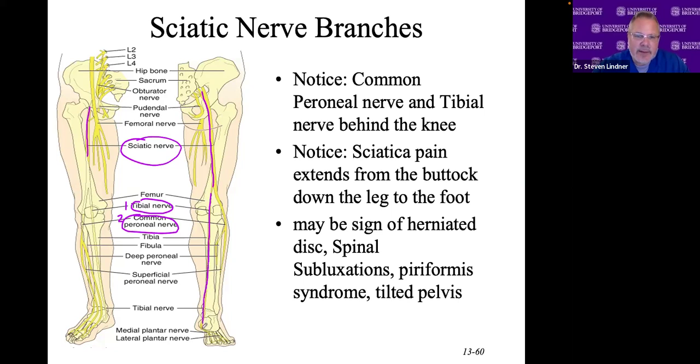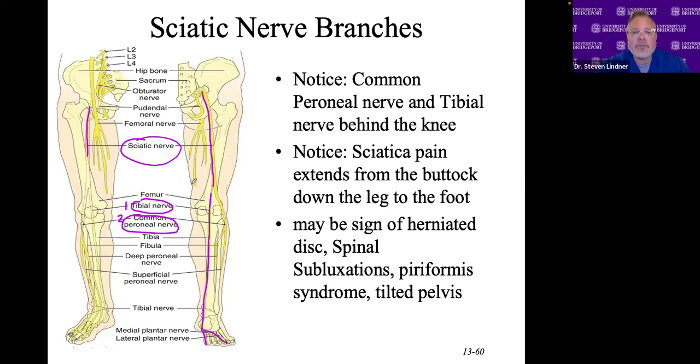It goes right down the back of the calcaneus, and then it splits and goes underneath the foot to the plantar surface of the foot. One goes to the medial plantar surface, and the other goes to the lateral plantar surface. So guess what we name it? A medial plantar nerve and a lateral plantar nerve.